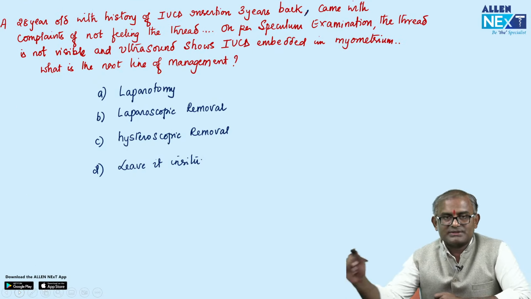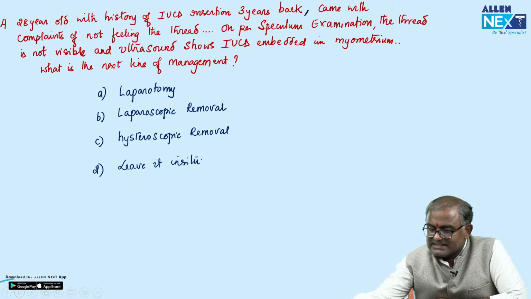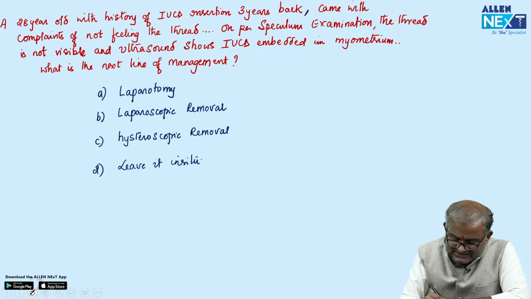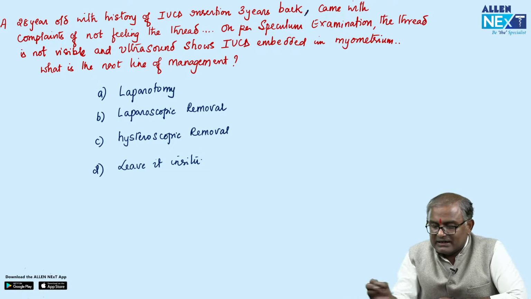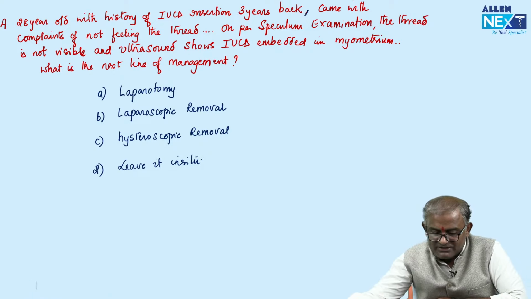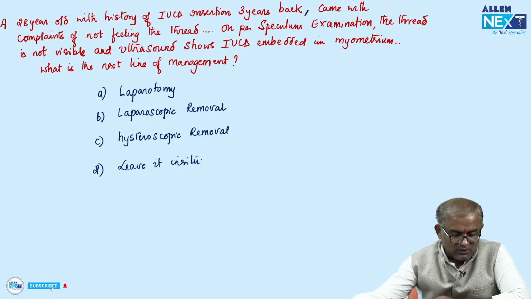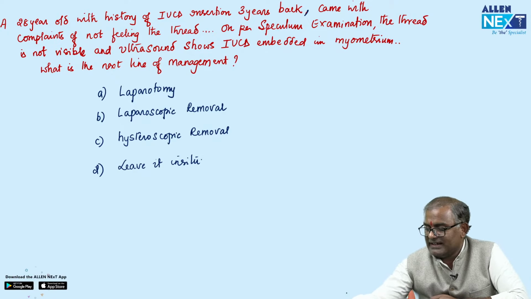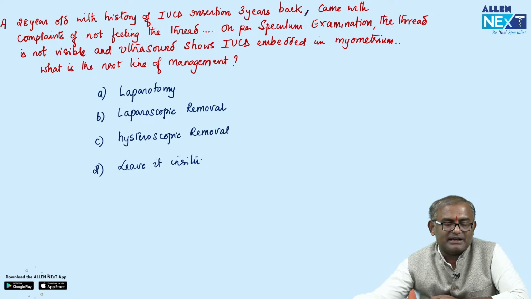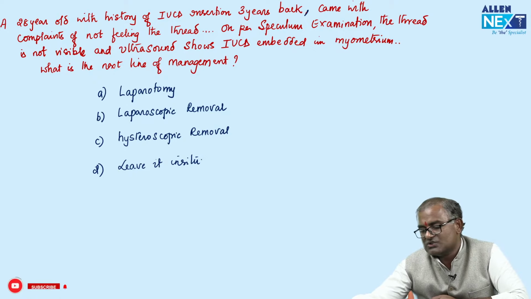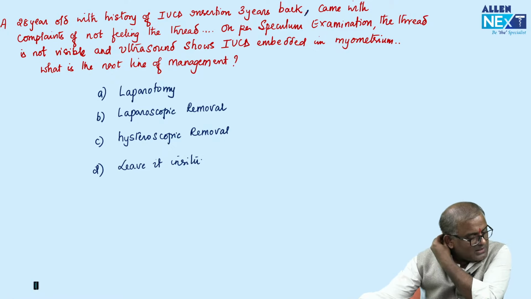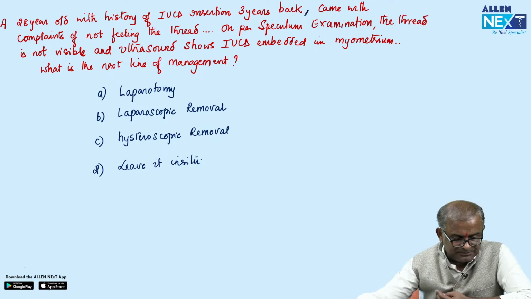Okay, now come back to this. A 28-year-old with history of IUCD insertion 3 years back came with complaints of not feeling the thread. On per speculum examination, the thread is not visible and ultrasound shows IUCD embedded in the myometrium. What is the next line of management? What's the answer for this question, dear doctors?